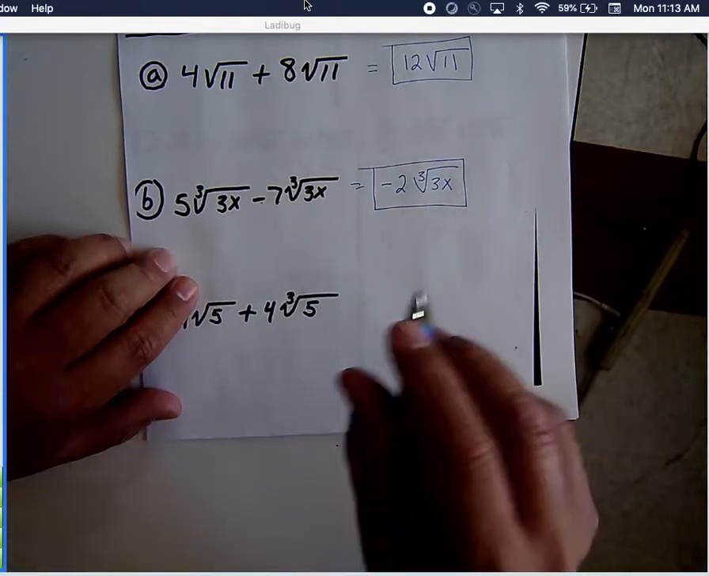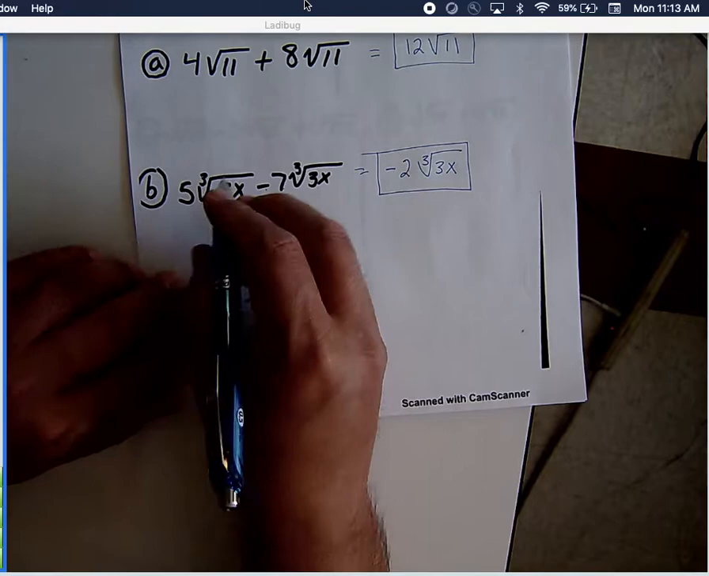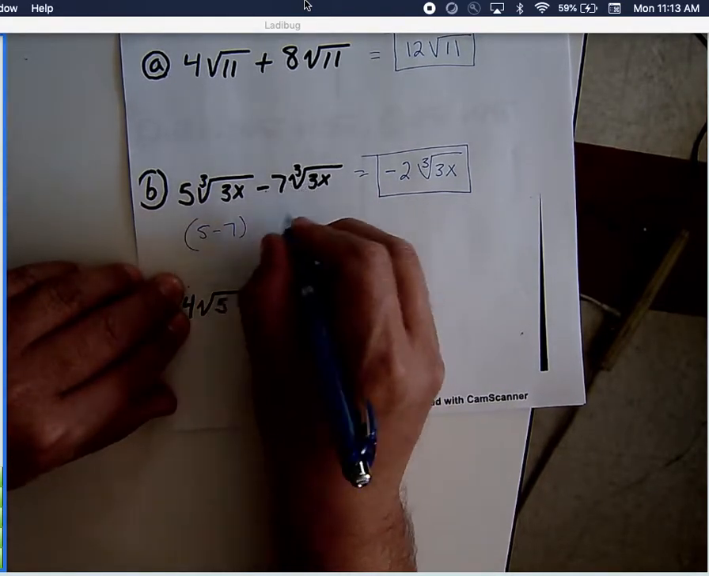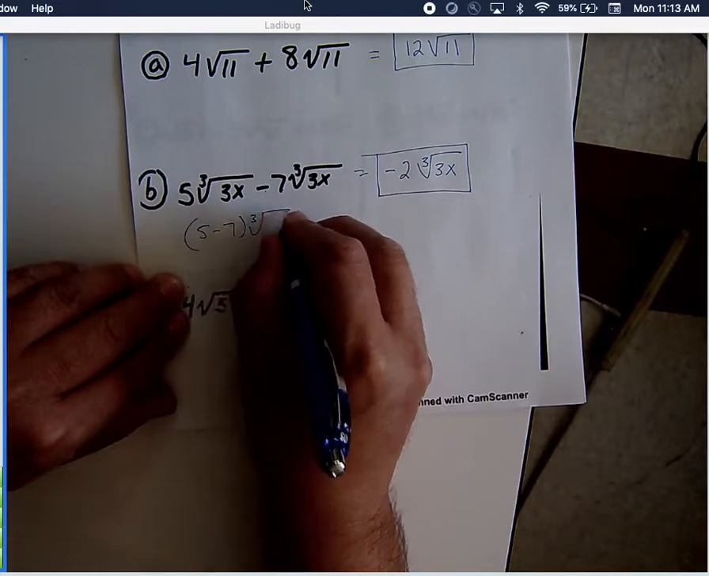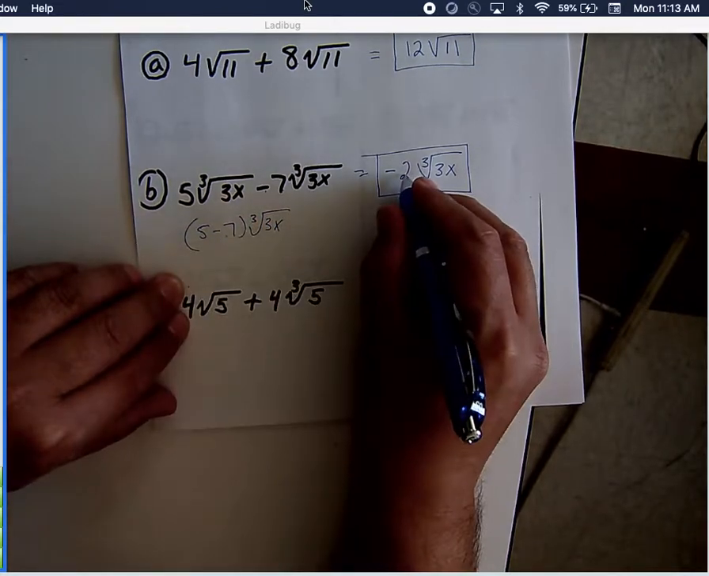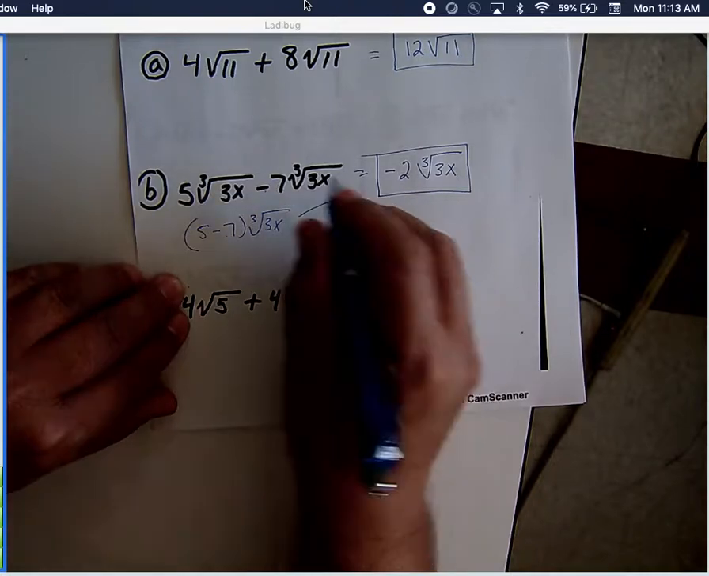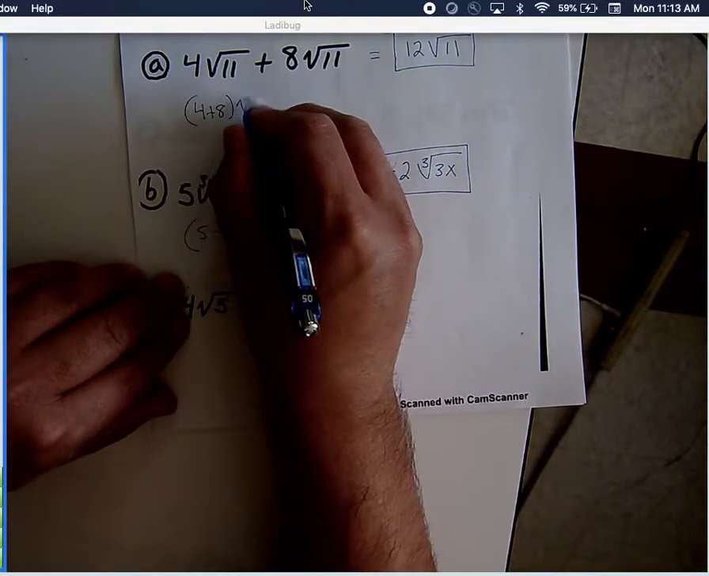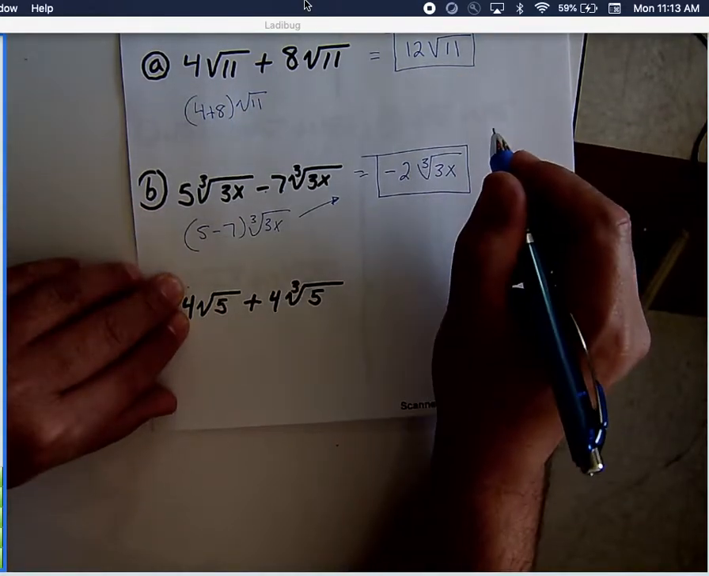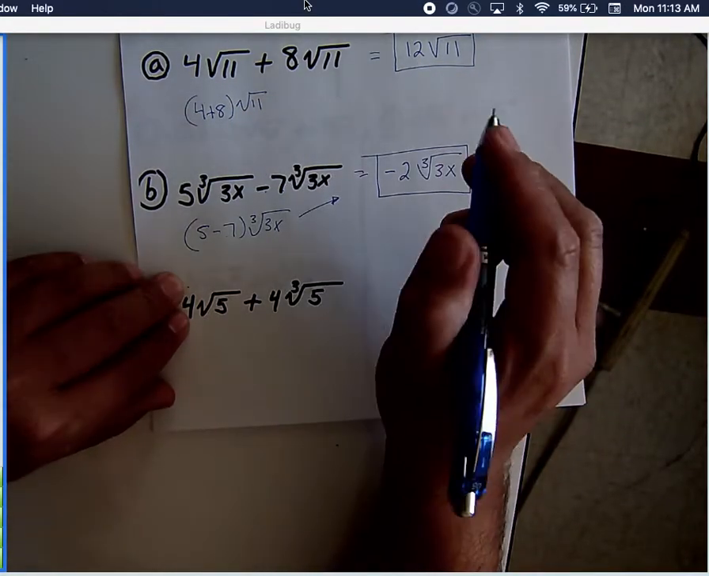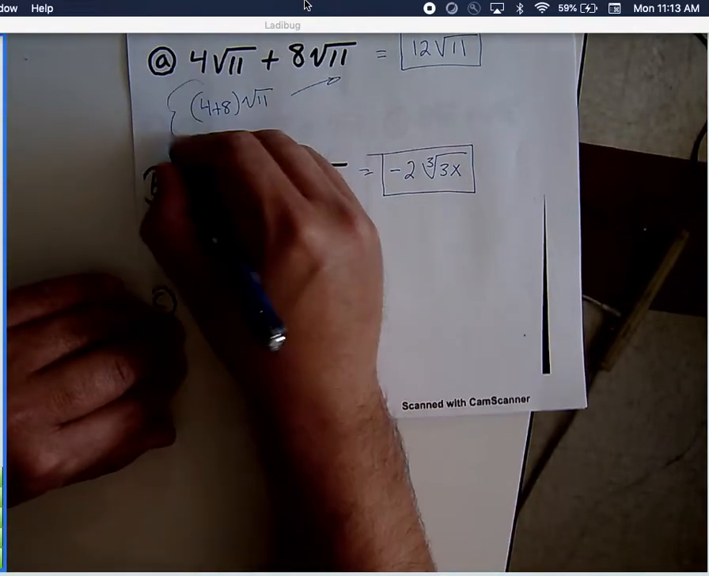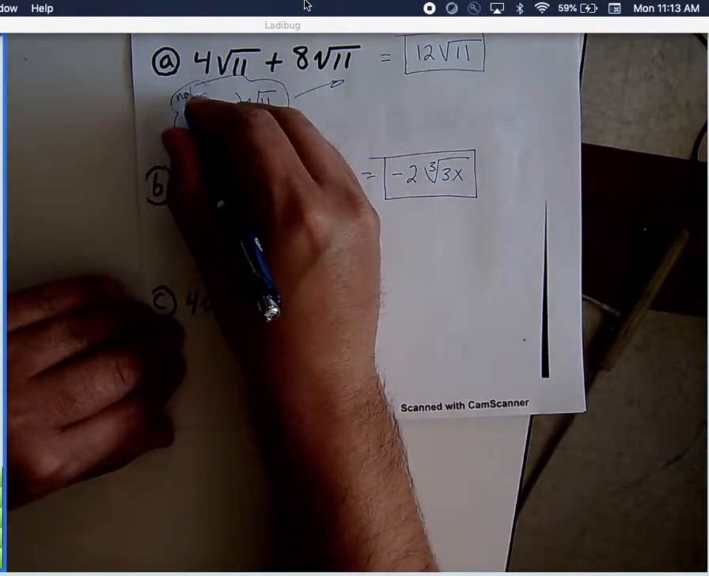Maybe here I should put it like that. So this is what happened, and then I just have this outside. So 5 minus 7 would be the negative 2. Here it will be 4 plus 8. I'm just regrouping them, but that's what happened. 4 plus 8, 12, square root of 11. I'm just going to put it as a note. I don't want to confuse you.